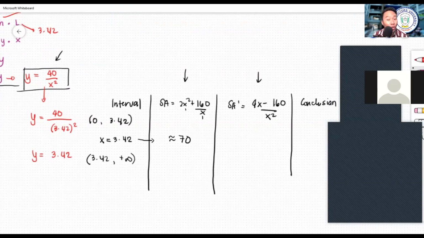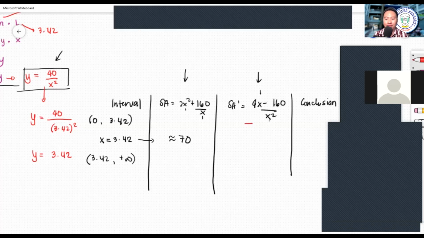Let's say, for example, 1. It's within this interval, right? Put 1 as your x here and 1 here. Your result is negative. All you need to take note of, guys, is the sign. Negative. Got it?